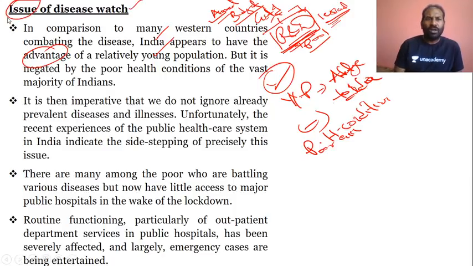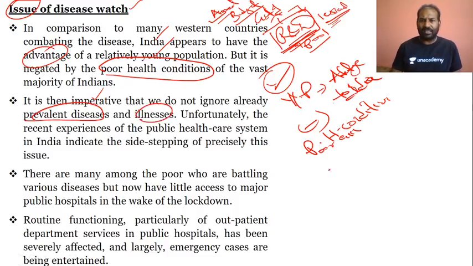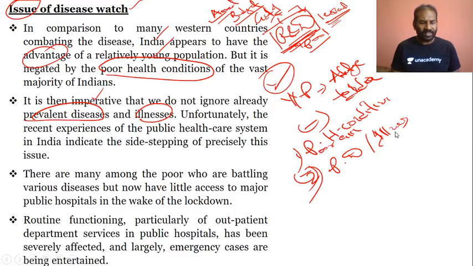What is the issue? How are we not looking at it? It is because of the poor health conditions India has. And the other one, which we must not ignore, is the prevalent diseases, the existing diseases and illness. First is the poor health, and the second is the prevailing diseases and illness. These also cause concern regarding disease watch in India.